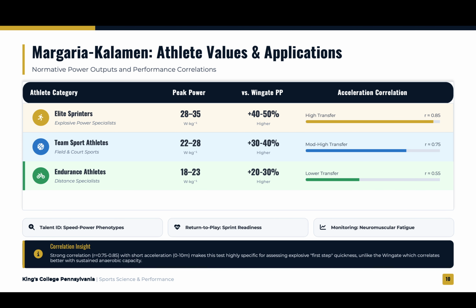It is moderate to high transferability to team sports and very low transferability to endurance athletes. This helps you out in talent identification, the speed-power phenotypes, the return to play for sprint readiness, and monitoring neuromuscular fatigue. Here we said that there's a strong correlation with short acceleration, which makes this test highly specific for assessing explosive first step, unlike the Wingate, which correlates better with sustained anaerobic capacity.